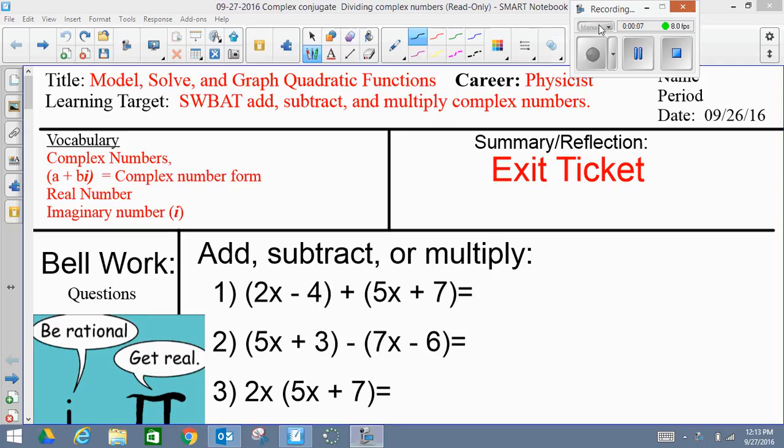So this is adding, subtracting, and multiplying complex numbers. Our vocabulary will be complex numbers, a plus bi, which is the complex number form. The a is the real part, the bi is the imaginary part, where the i stands for imaginary number, which is equal to the square root of -1. I have a build work there, but let's move on.